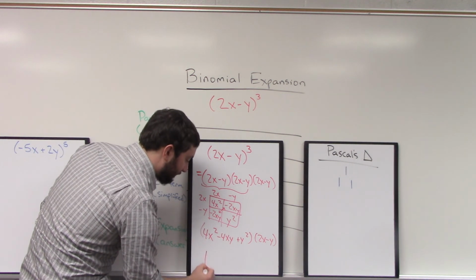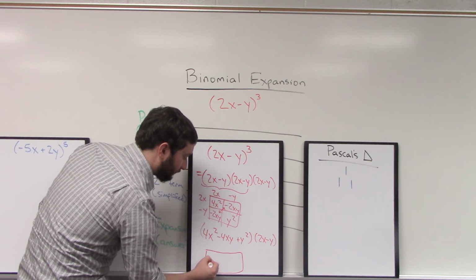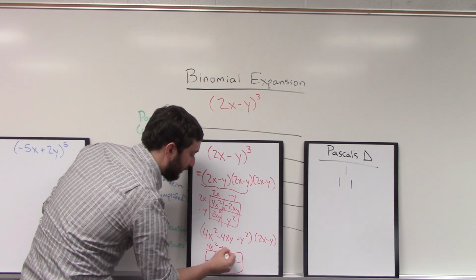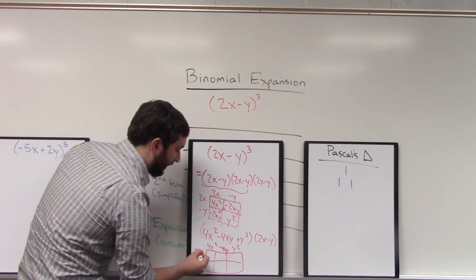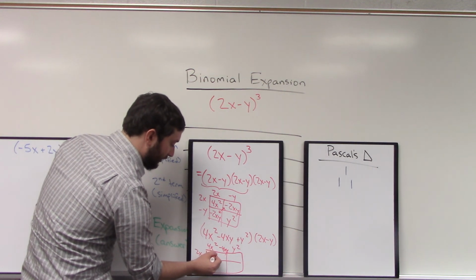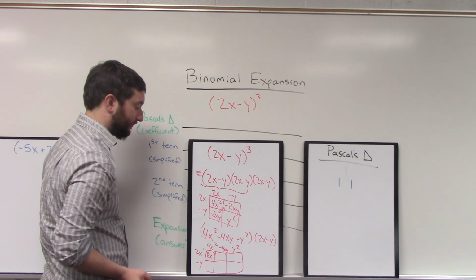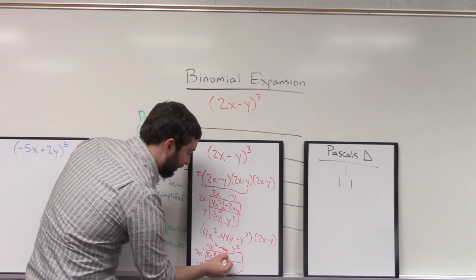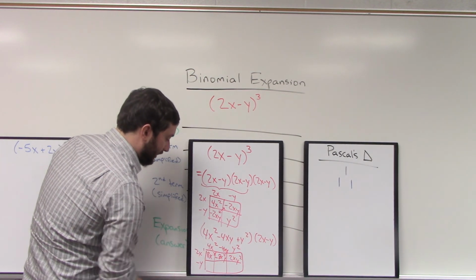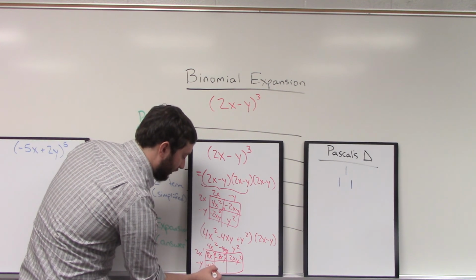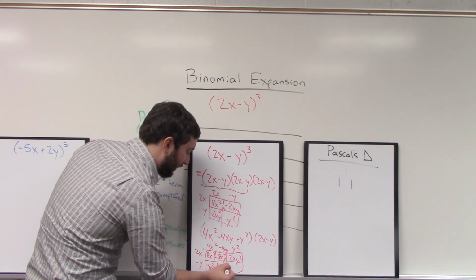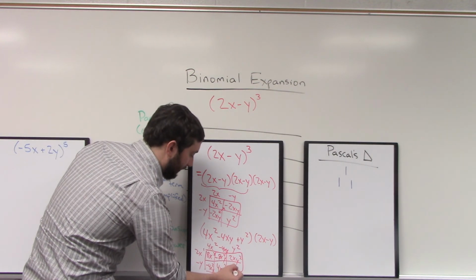So in this case, three columns: 4x squared, negative 4xy, positive y squared, and then 2x minus y again. That's what we're multiplying with. 2 times 4 is 8x cubed. Don't forget there's an invisible 1 as your exponent. And then negative 8x squared y, and 2xy squared. Multiplying down here, we have negative 4x squared y. Negative times negative will be positive 4xy squared. And lastly, negative times positive, negative y cubed.